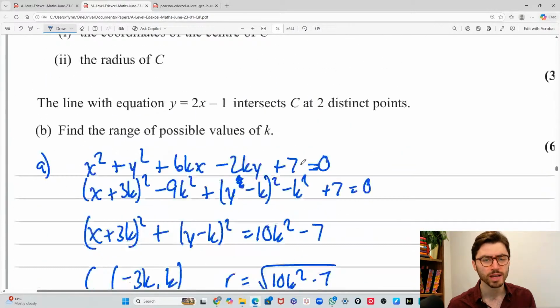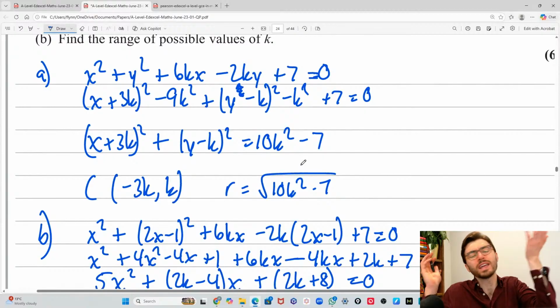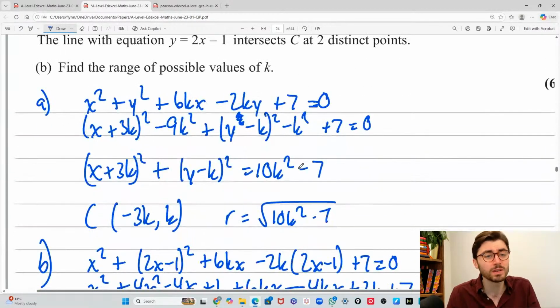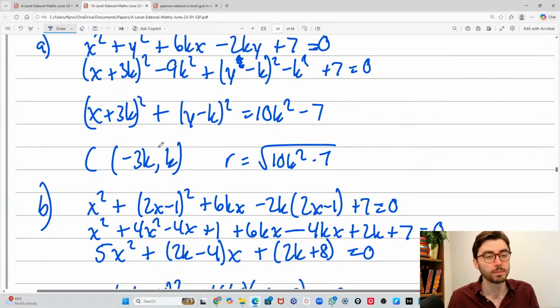Do not enjoy. Please just factorize. Why can't we just have quadratics that factorize? Is that too much to ask? Is it too much to ask?